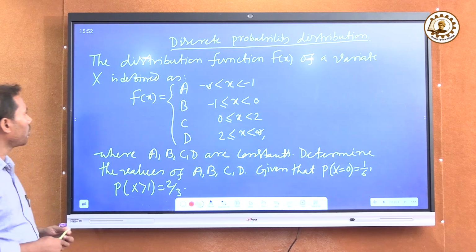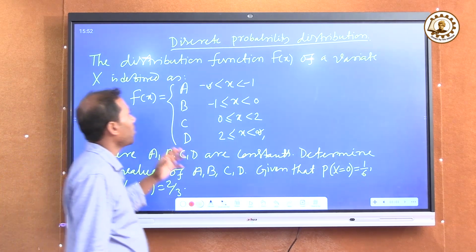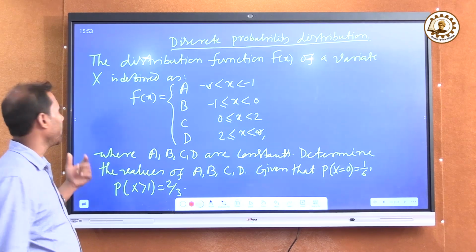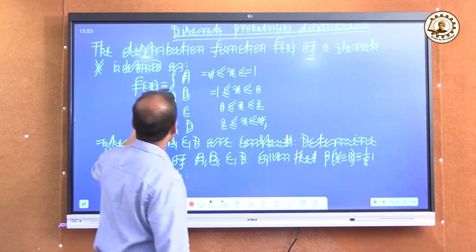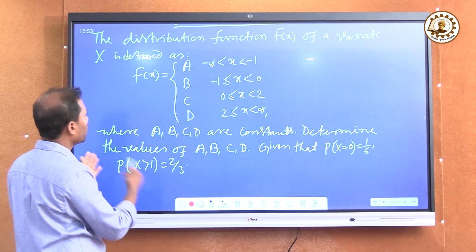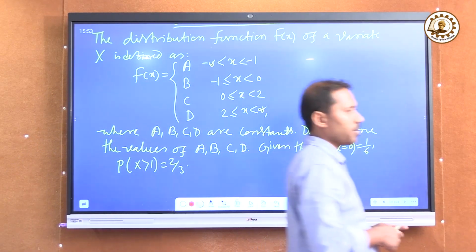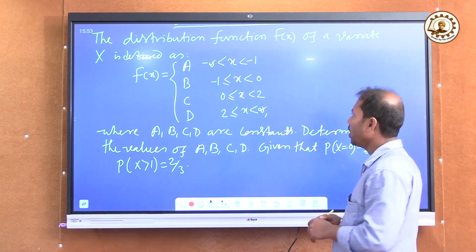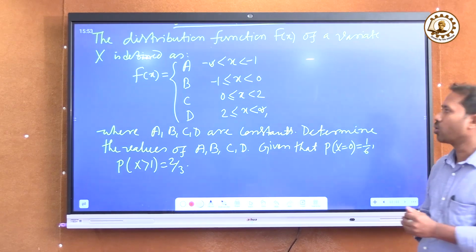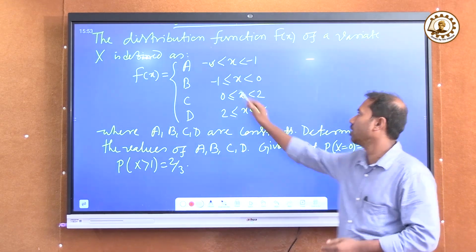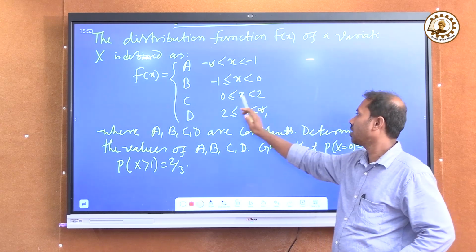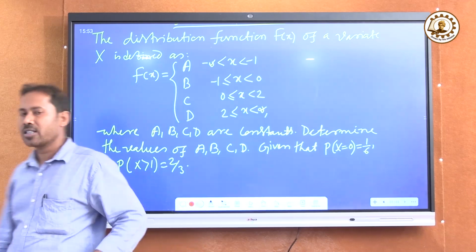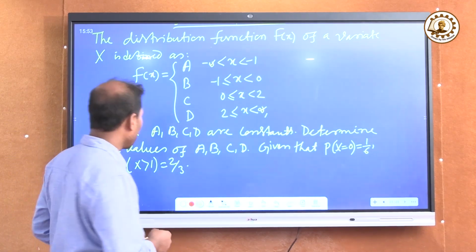I have chosen this one problem. The distribution function F of x of a random variable X is defined as F of x equals a when x belongs to minus infinity to minus 1, b when x belongs to the semi-closed interval minus 1 to 0, c for the next interval, and d for the last interval, where a, b, c, d are constants that are unknown to us.